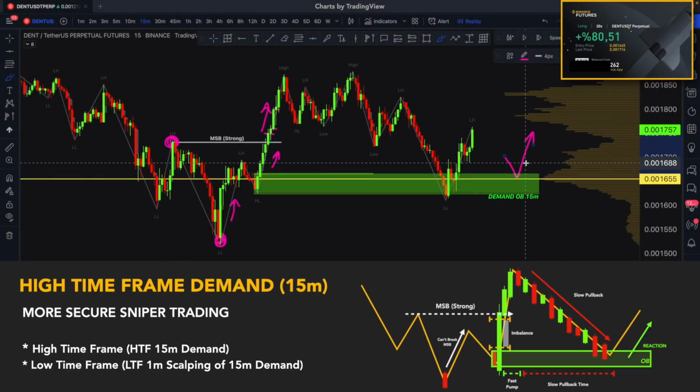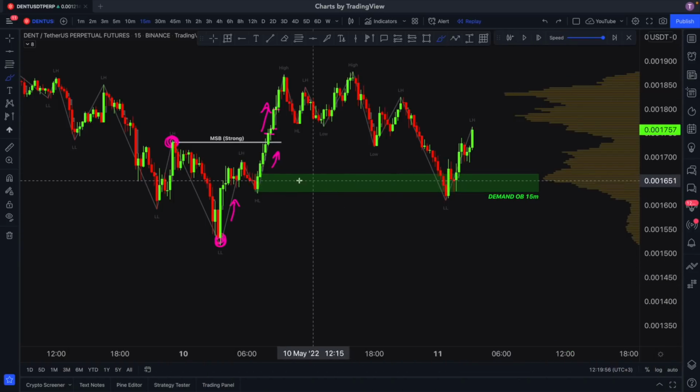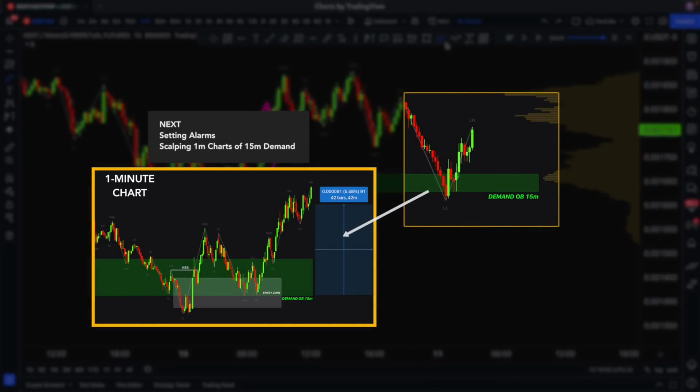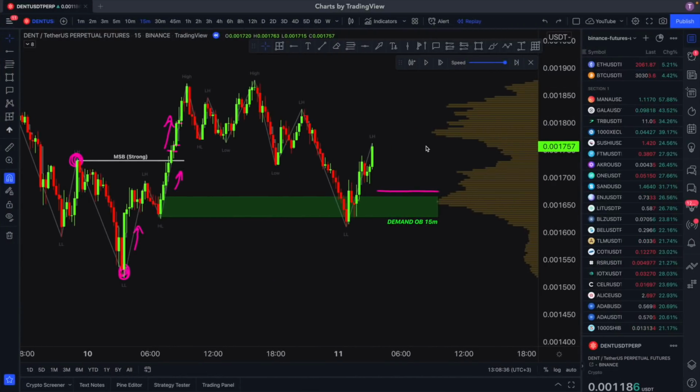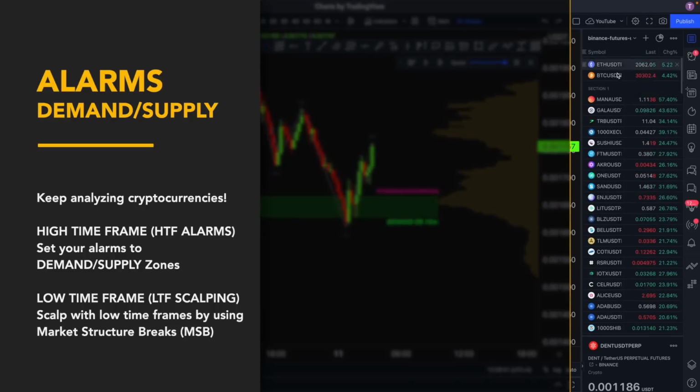Now I draw my demand area. Once you find your demand area, what do you do? Just set your alarm over that demand area. Open your TradingView list and keep doing this analysis for 10 to 15 cryptocurrencies or foreign exchange pairs. Keep setting your alarms.